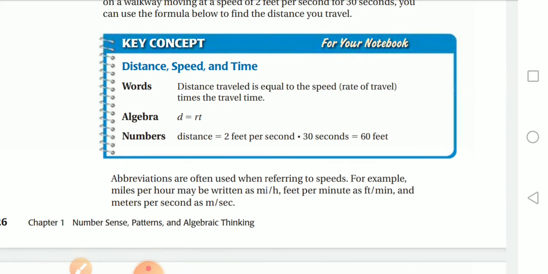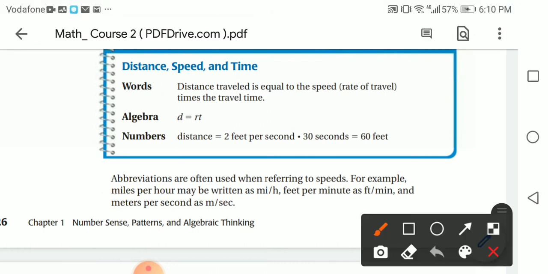Abbreviations are often used when referring to speeds. For example, miles per hour may be written as mi per h. Can you see mi per? The slash is for per, and h for hour. Feet per minute, ft per min, and meters per second, m per s, as you see.